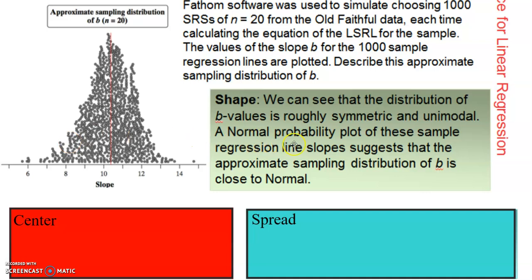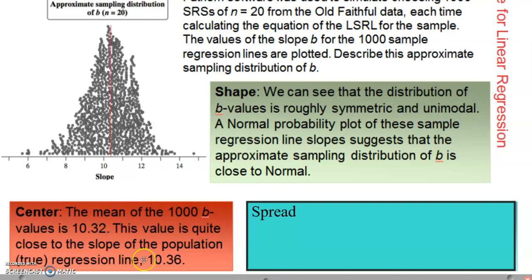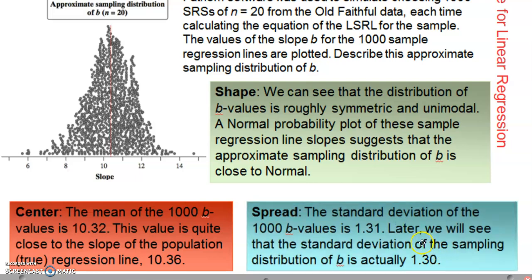And if you do take this and make a normal probability plot, it does look like this is an approximately normal sampling distribution. The center of this sampling distribution, right at that red line, is a little more than 10, which is right around that true regression line slope. So these 1,000 happen to have an average of 10.32, while the true slope of the regression line is 10.36. The spread can be measured by the standard deviation, which is 1.31, and later we will see that the standard deviation of the sampling distribution is actually 1.30 if you did every possible one instead of just these 1,000.